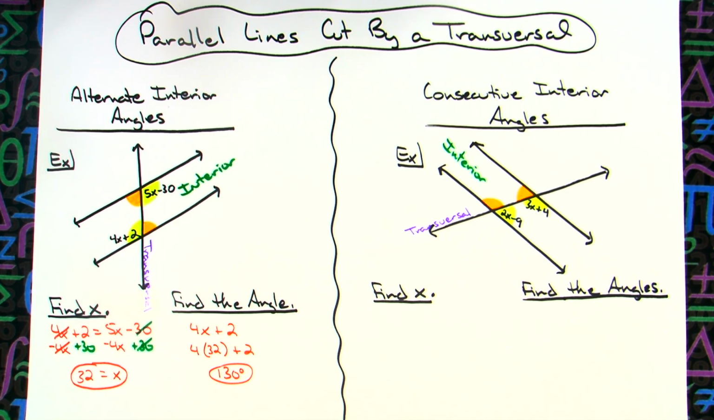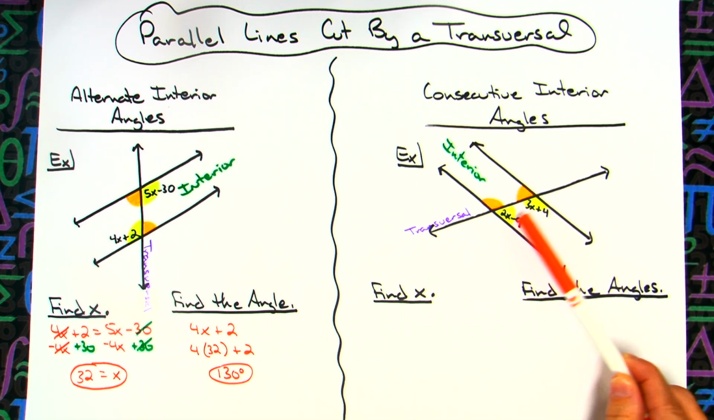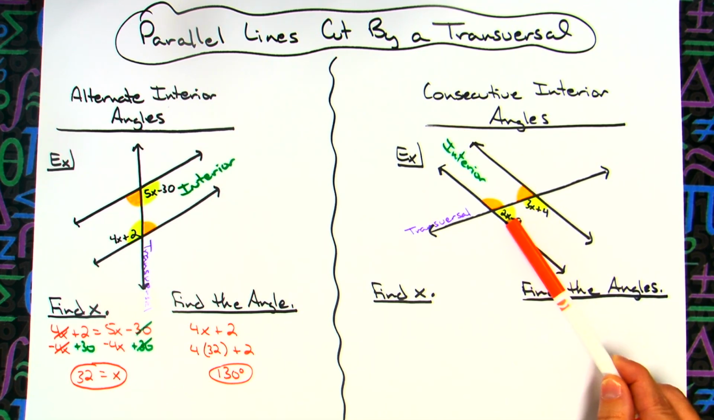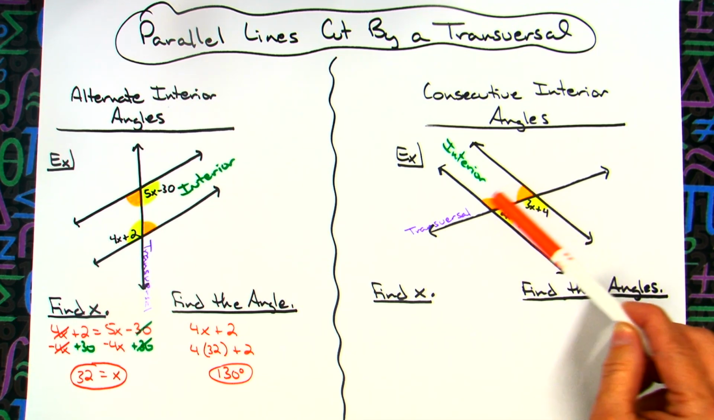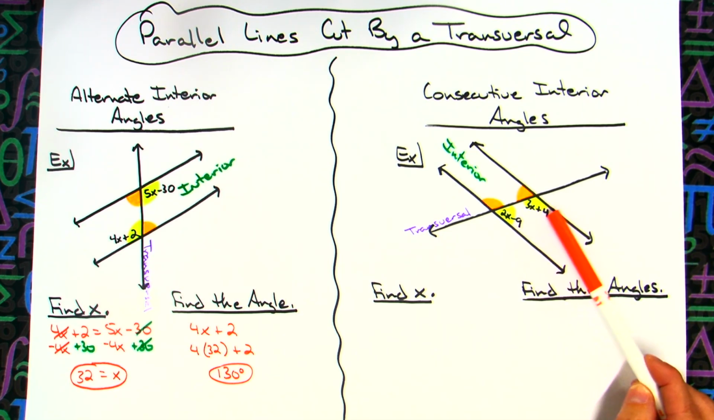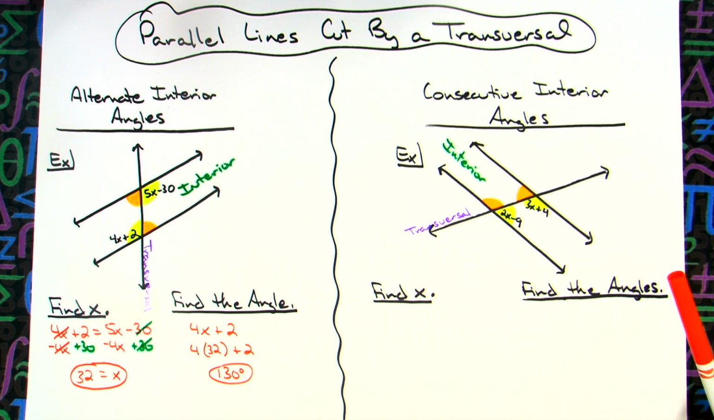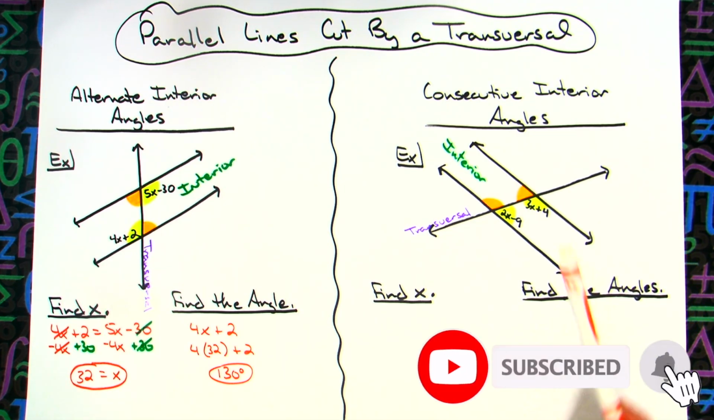Now in the second example here, we've got consecutive interior angles. Consecutive meaning next to each other, and again on the interior. So I've marked these two as yellow, being the consecutive interior angles. And another pair of consecutive interior angles would be those over there. Now, there's a different relationship between these. Consecutive interior angles are supplementary. So something that you just have to remember there.